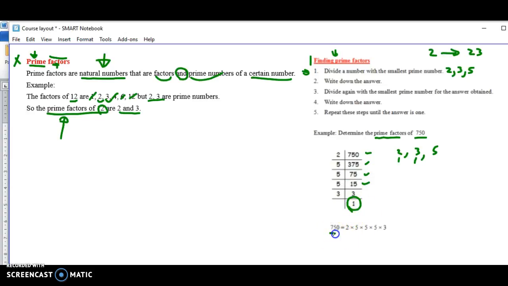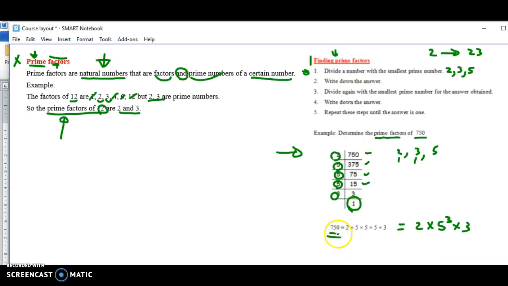Now we can say that 750 is 2 times 5 times 5 times 5 times 3, or we can write this as 2 times 5 to the power 3 times 3. That's how we can write it. Then we found the prime factors of this number.